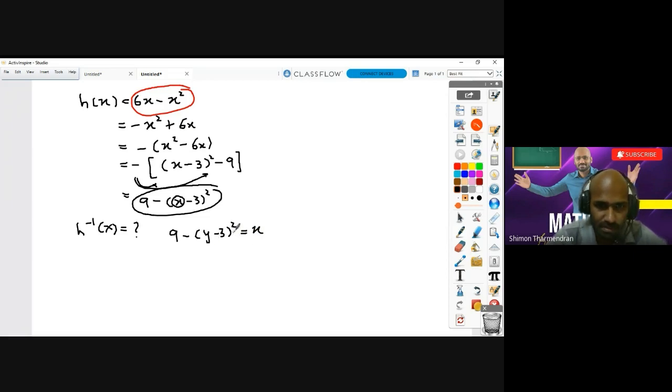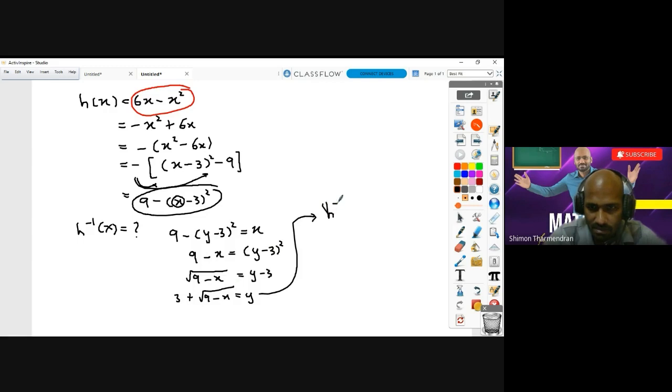So shift places over here. We have 9 minus x equals to y minus 3 squared. Moving over the square, we have square root 9 minus x equals to y minus 3. And finally, moving the minus 3 over, we've got 3 plus the square root of 9 minus x equals to y. And do not forget, replace y with the h inverse of x. 3 plus the square root of 9 minus x.